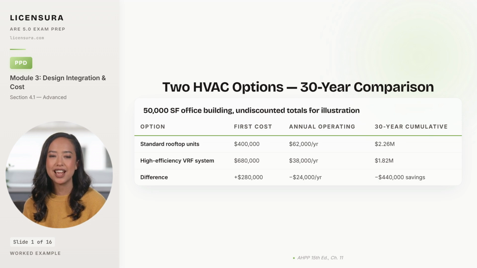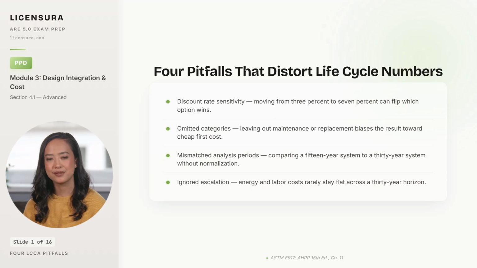Even a clean LCCA has four ways to mislead the owner. Know them before you present. Four ways an LCCA can mislead even when the math is technically right. Discount rate sensitivity is the biggest. A higher discount rate makes future savings look smaller and favors the cheap first cost, while a lower rate makes long-term savings look generous and favors the premium system. Document the rate you assumed and run a sensitivity check at plus and minus 2 points before you present, because changing from 3 to 7% can flip the winner.